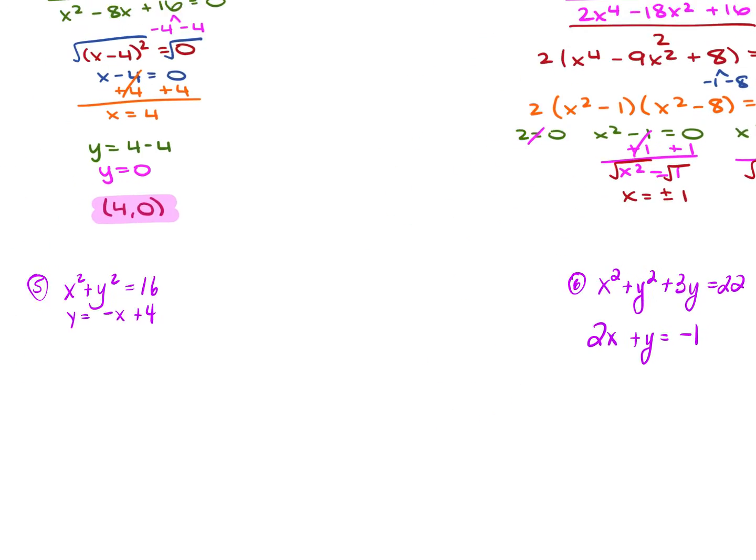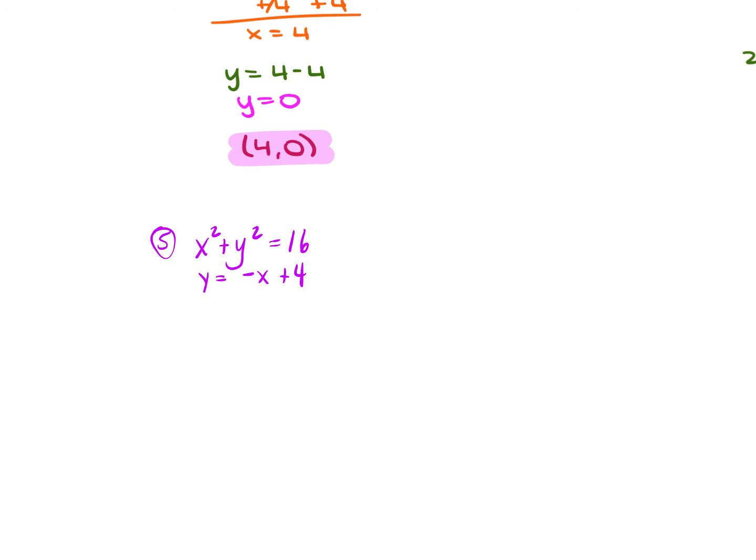For number 5, we are given x squared plus y squared is equal to 16, and y is equal to negative x plus 4. So for this one, we have what y is equal to. We're just going to plug it in for y. We have x squared plus negative x plus 4 squared is equal to 16. Simplify this by taking the negative x plus 4 and multiplying it by itself.